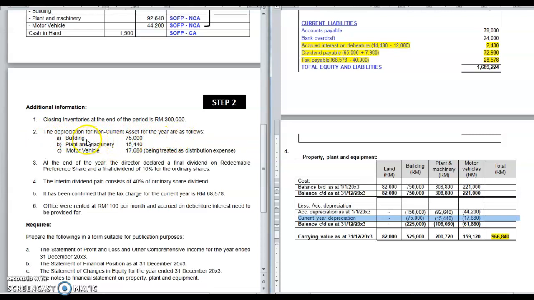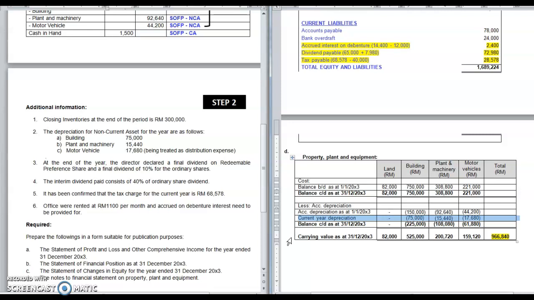Therefore, we need to provide these depreciation expenses towards this type of asset. We only have depreciation for building, plant and machinery and motor vehicle. There is no depreciation for land. Therefore, please record the item correctly in the respective asset. So, at the end, we have the accumulated depreciation for the year by adding up the opening balance of accumulated depreciation and the current year depreciation.